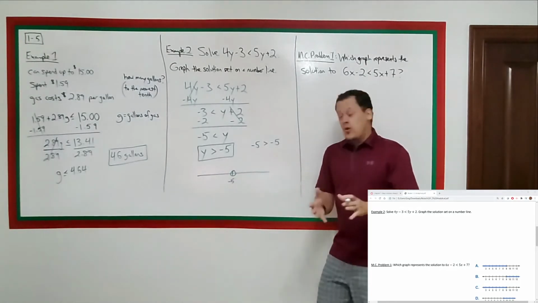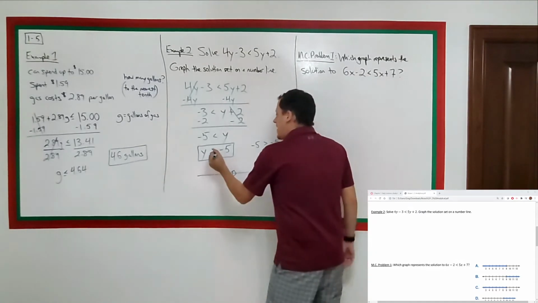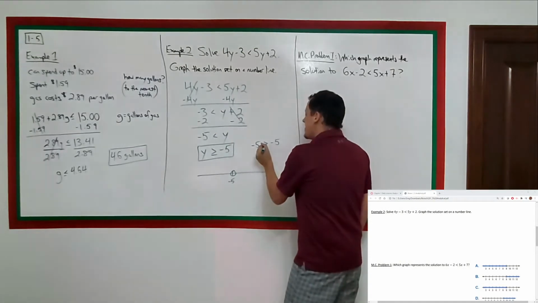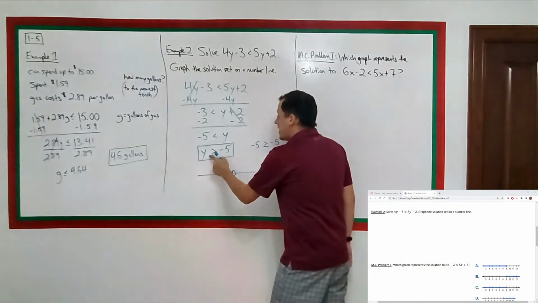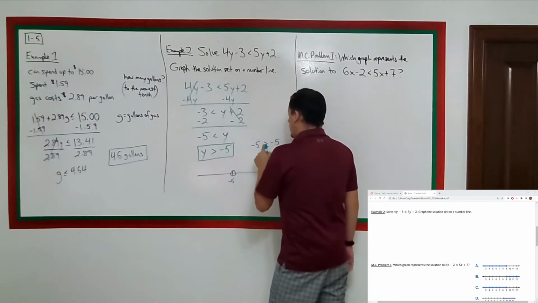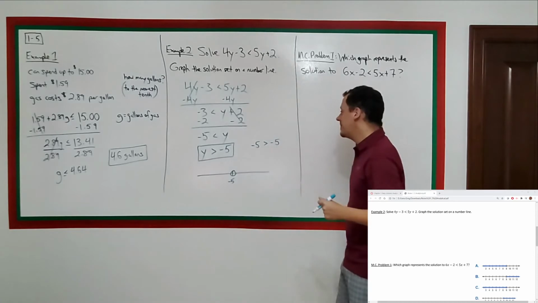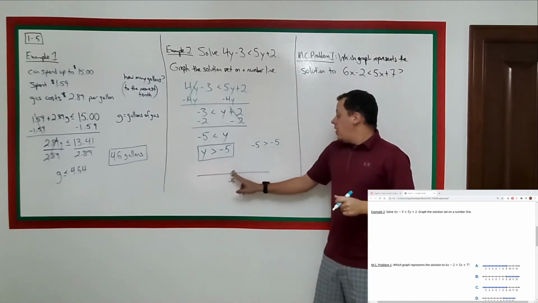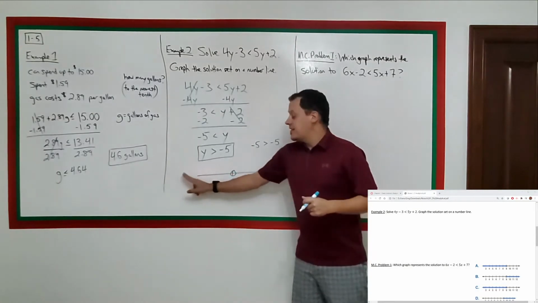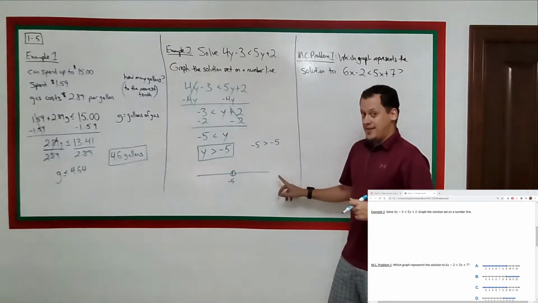You might already know you would fill this circle in and make it a solid dot if this weren't a greater than sign, if it were a greater than or equal to sign, because then this would be true. But since it's not, we're going to keep that circle open. We're going to keep it open forever for this problem. Now, are we going to shade from this circle? Are we going to shade everything to the left side of -5 or everything to the right side?